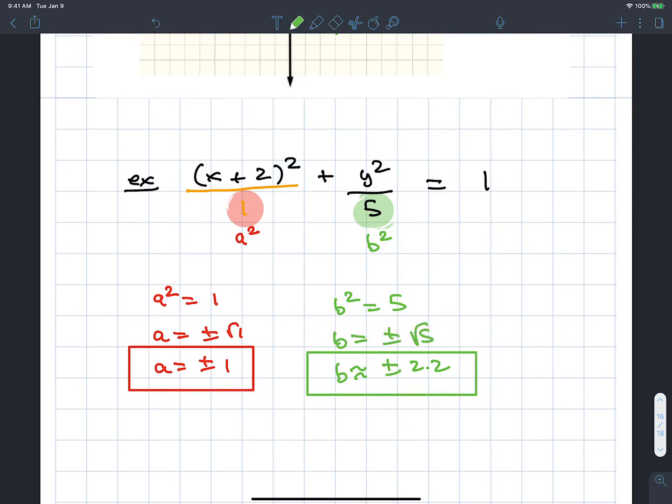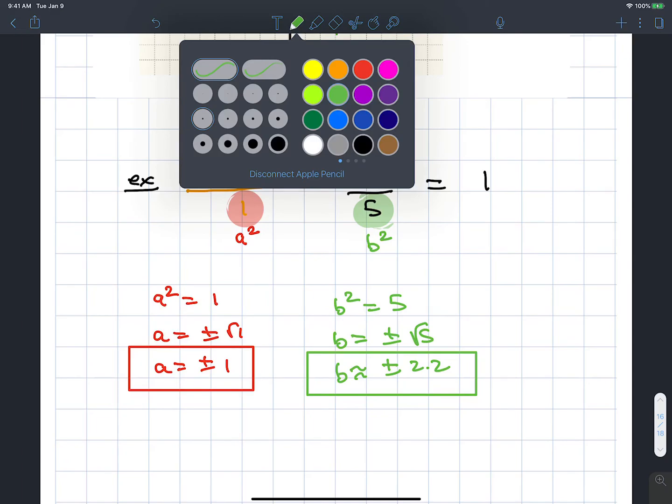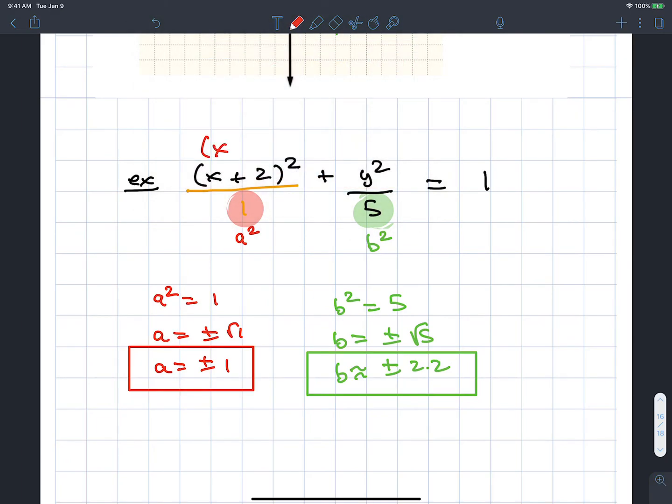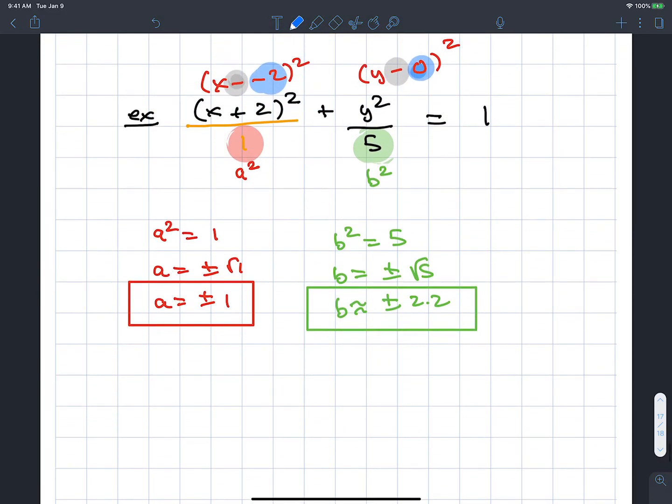All right, we just need the center. And you say, this is tricky. They put minus the minus 2 squared. And over here, you got y by itself. Well, that's y minus 0 squared. So here's your first subtraction, and h is the number that comes after. So here's a negative 2, and here's a 0. So your center is going to be negative 2 comma 0. That's your new center.